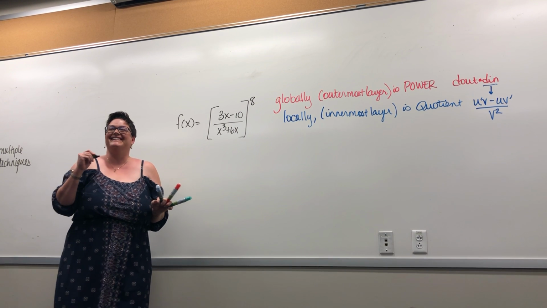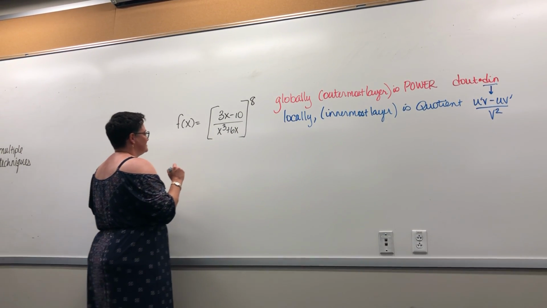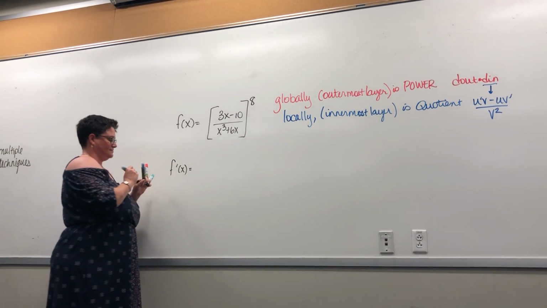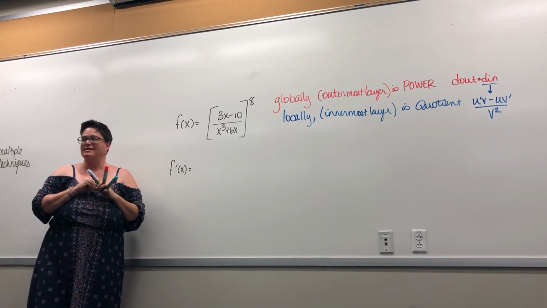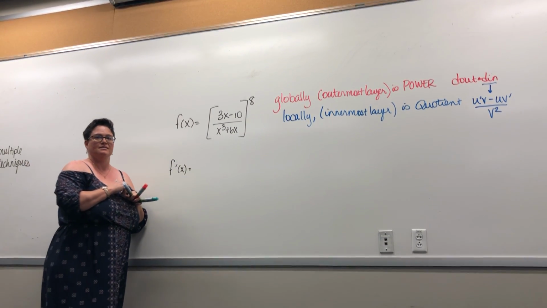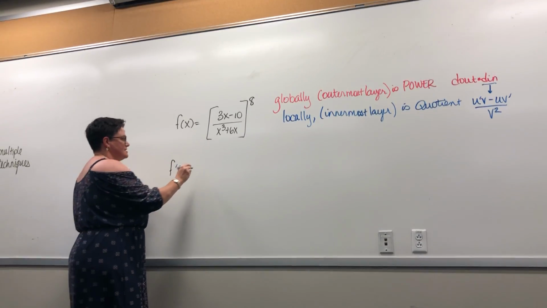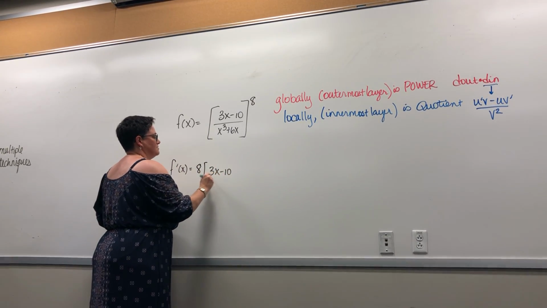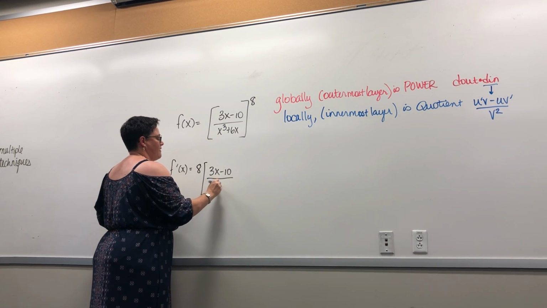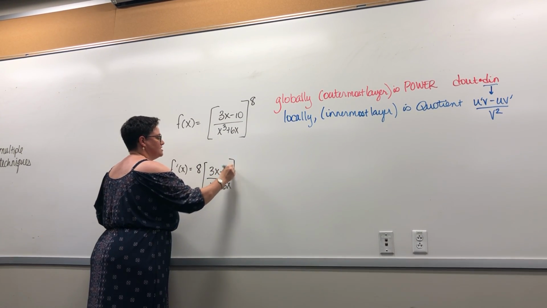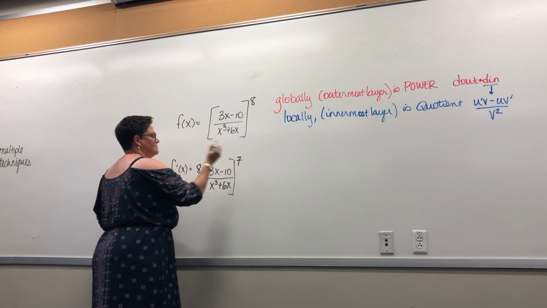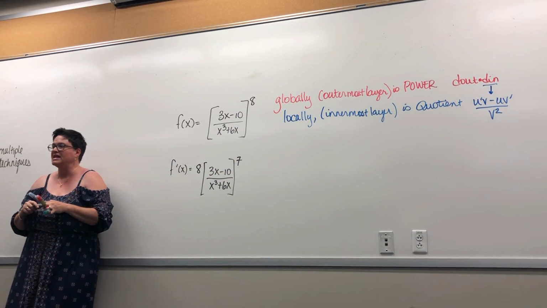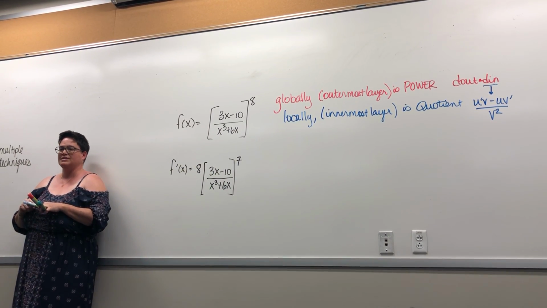What do you guys think? What's the derivative of the outside? Same process. 8 junk, because you only touch one layer at a time. Can't touch the junk until you peel the outside layer off. So 8 junk to the 7. That's d out. What's dn?